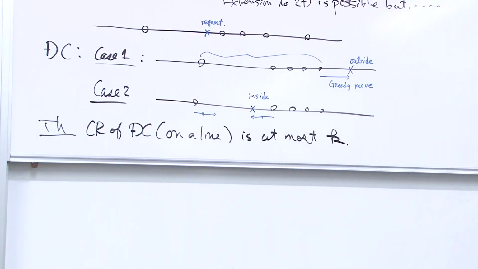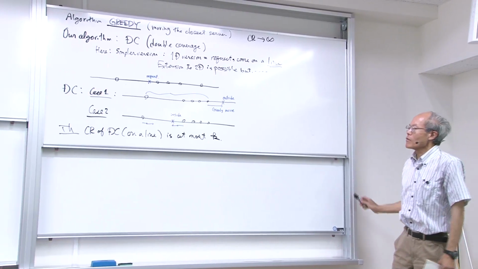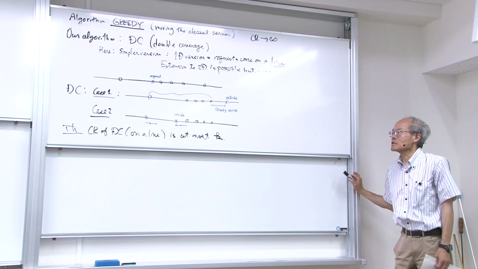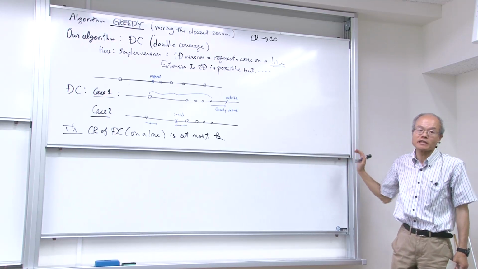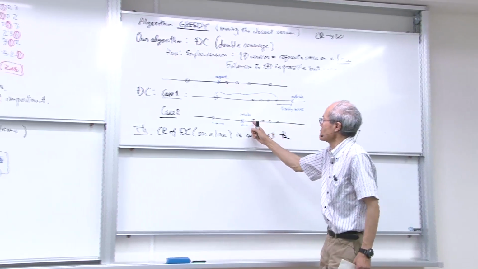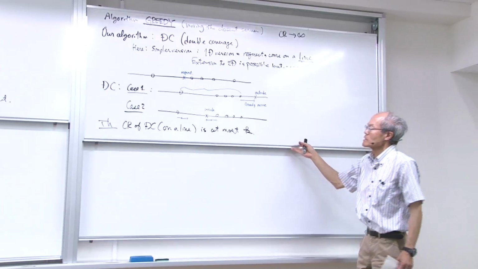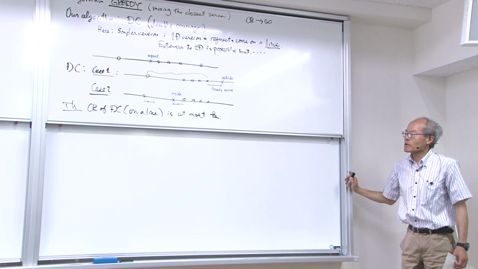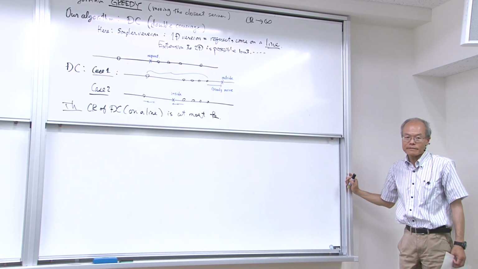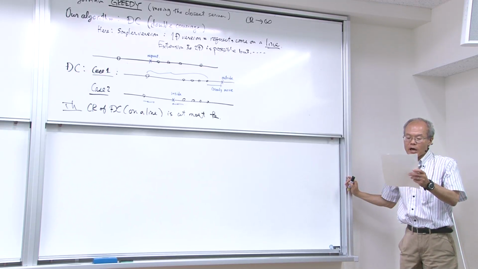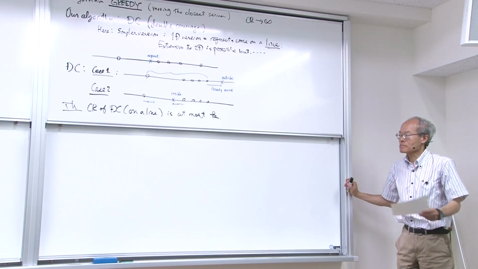Competitive ratio of DC is at most K. K is, of course, the K of K server. In this case, we have 1, 2, 3, 4, 5. So if the number of servers is 5, then its competitive ratio is at most 5. Okay. Using the remaining time, I'm going to prove this theorem.